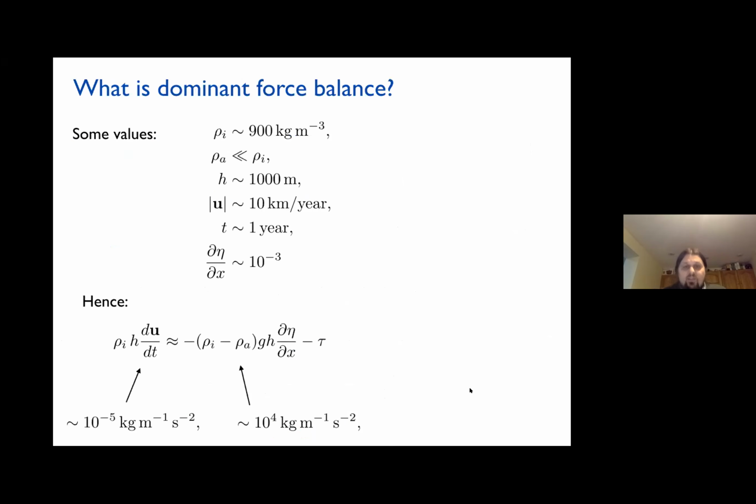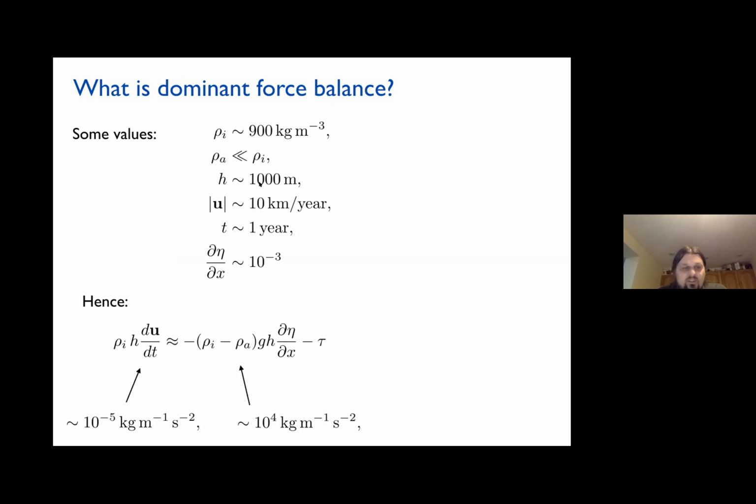So just before doing that, I just want to explain a little bit about how the force balance works. And in particular, do we need to worry about this stress term at the bottom of the ice sheet? So if we put in some values, say the density of ice is at leading order around 900 kilograms per meter cubed. So 917 is slightly more accurate, but for a scaling estimate, this will do. The density of air is negligible compared to the density of ice.